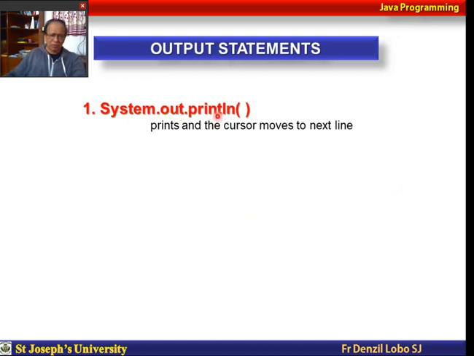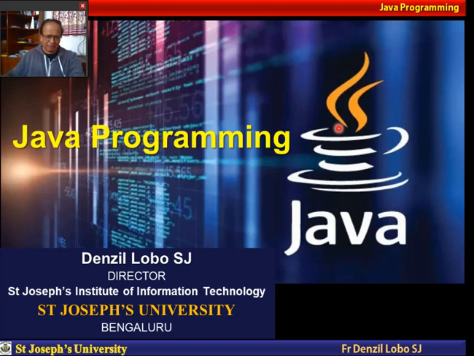System.out.println will print, and the cursor moves to the next line. After printing the line, whatever data or information you want to print, the cursor goes to the next line.